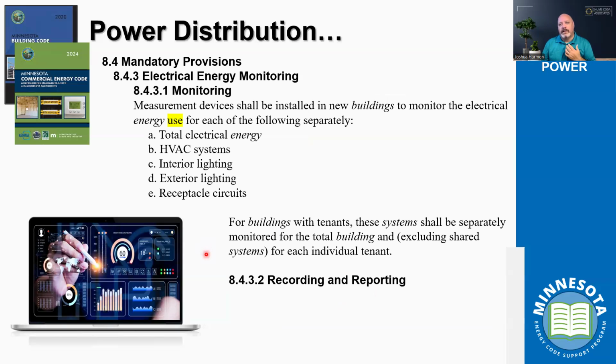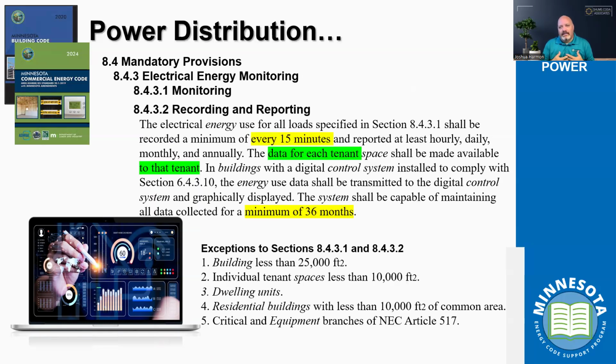So one of those mandatory expectations is that we have to think about electrical energy monitoring, right? Measurement devices have to be installed to where we're monitoring the use of each of these different systems. That includes the total electricity, the HVAC system, the lighting, interior and exterior lighting, and receptacle circuits. The energy monitoring software that has to be installed as part of the project has to be able to record these values every 15 minutes and maintain that record for a minimum of 36 months. And then in tenant spaces, it has to provide that tenant that information.